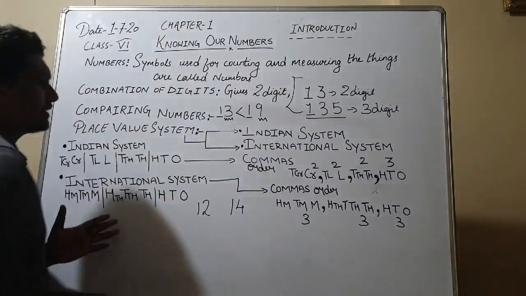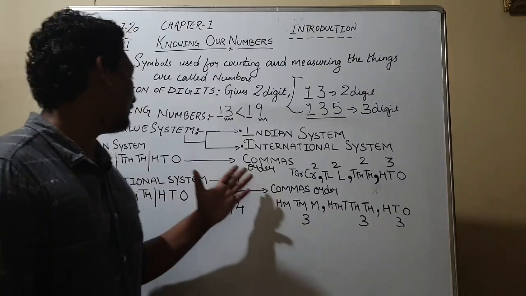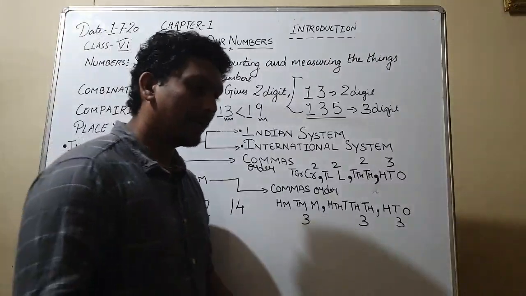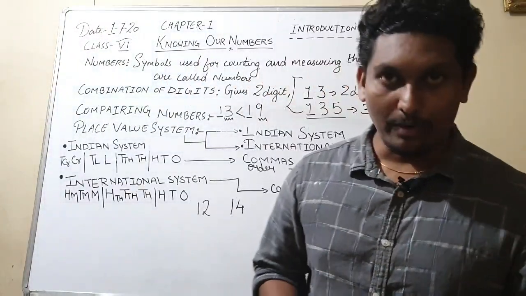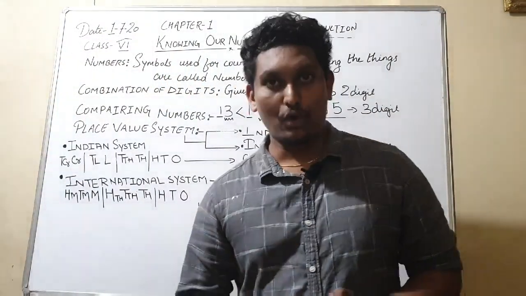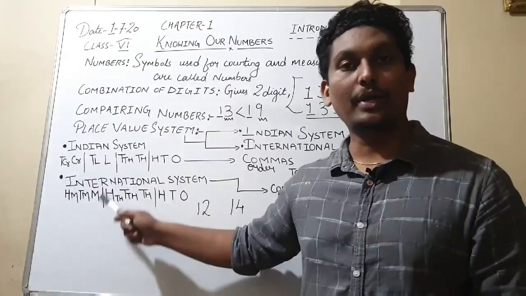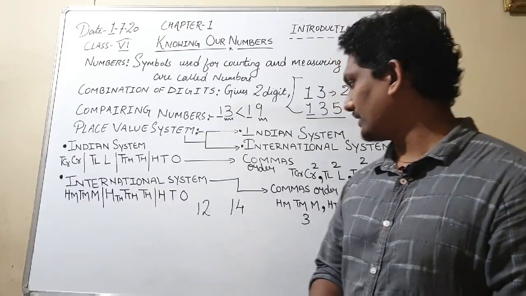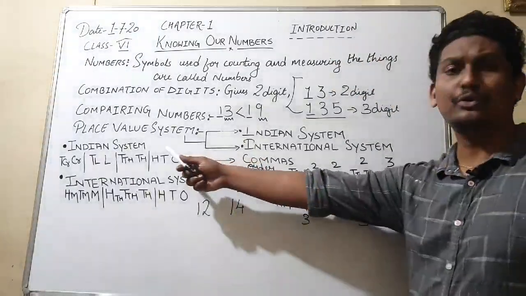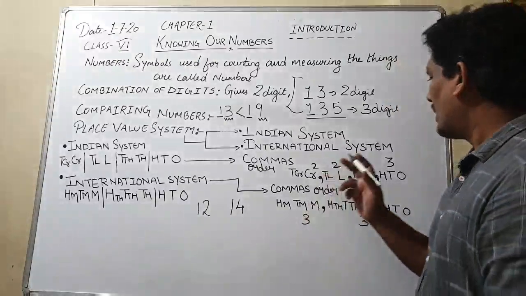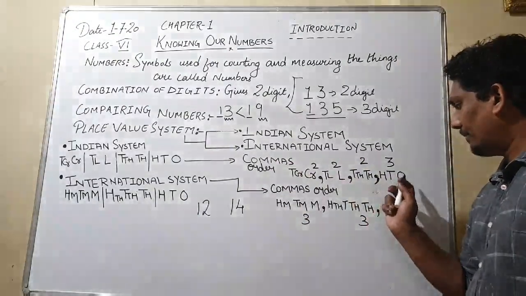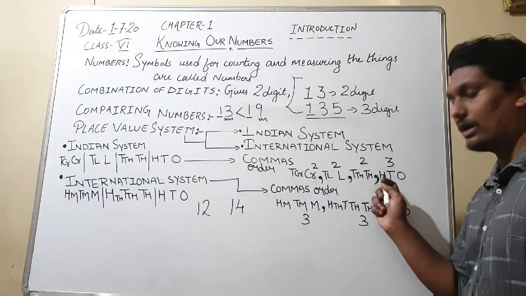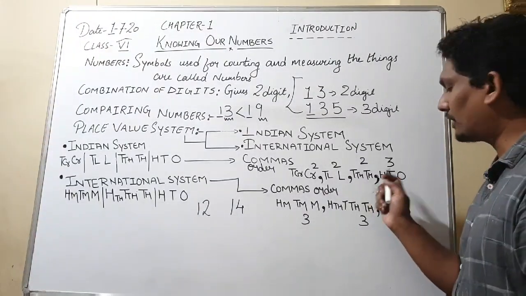Now how to separate this? We can separate the places according to the commas. We can separate the place value system with the help of commas, and the order of commas is different in the Indian system and in the international system. What is the difference here? When we come to the Indian system, the comma comes after 3 places, ones, tens, 100, after 3 places we have to put the comma.